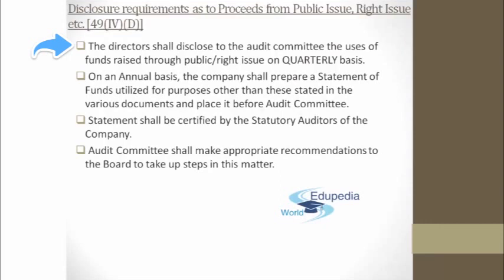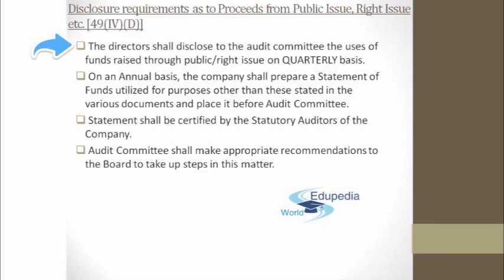Number 4, the audit committee shall make appropriate recommendations to the board to take up the steps in that matter. That's the responsibility of the audit committee. And where the company has appointed a monitoring agency to monitor the utilization of the proceeds of the public issue, rights issue or preferential issue, it shall place the monitoring report of such agency before the audit committee upon receipt without any delay. Why? Because let's suppose the audit committee has placed the company's monitoring agency.